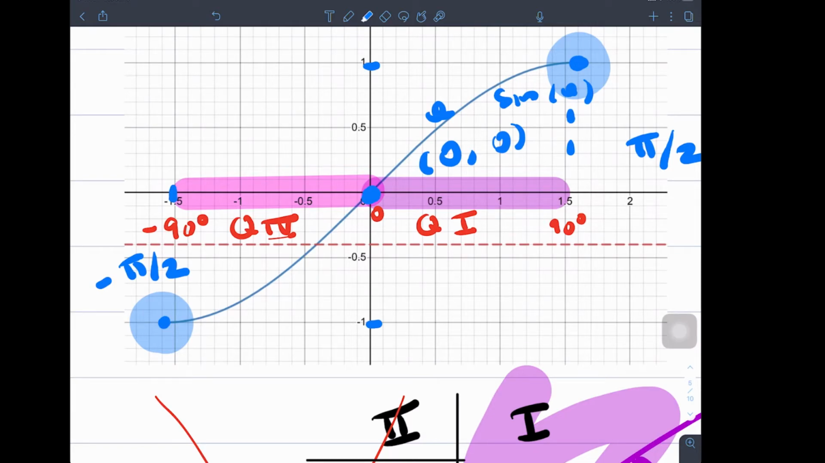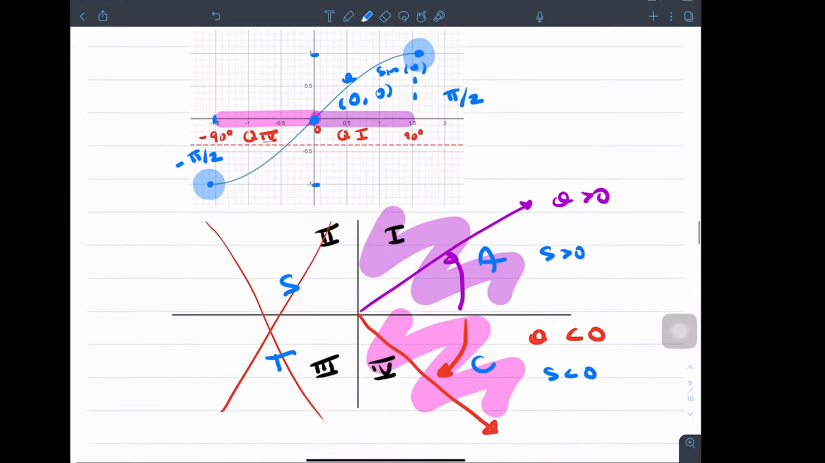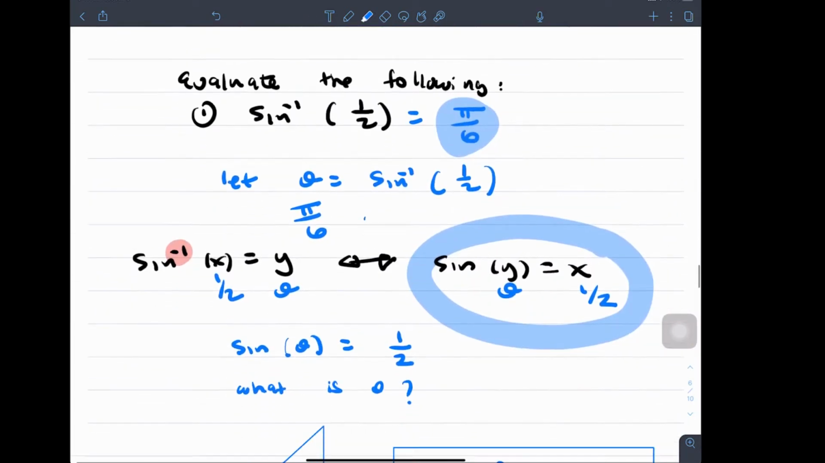We restricted the domain so that sine could be 1 to 1, so it even has an inverse. Without it, we can't even have the conversation of what is an inverse sine. And it's also known as arc sine, by the way.